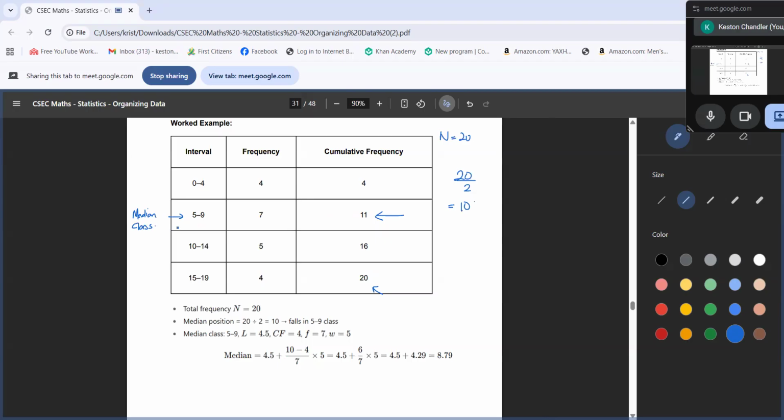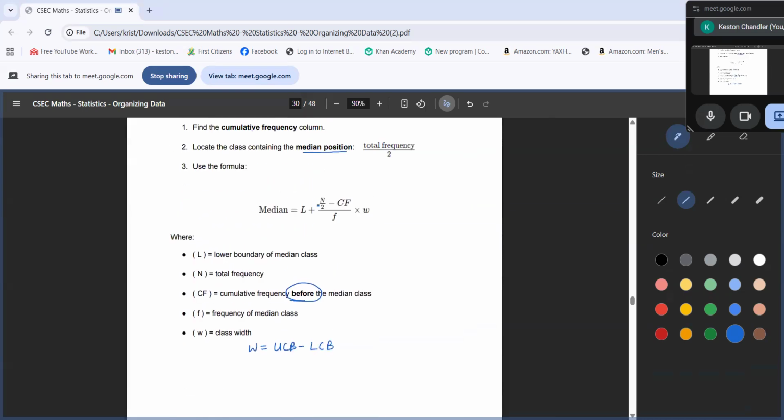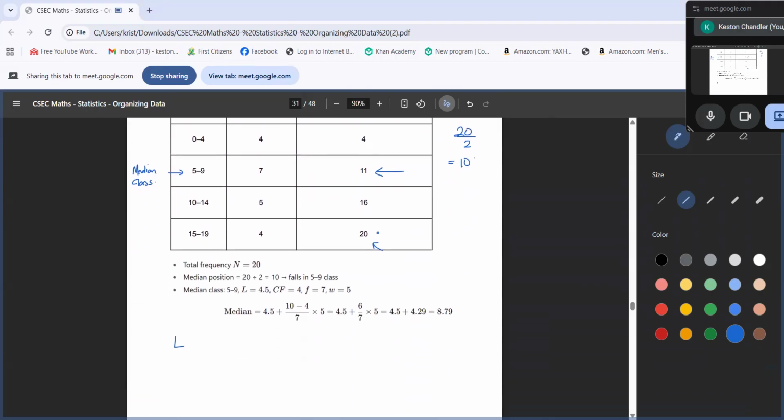This is important because then it's going to allow me to find the other things that I need. Now remember, the formula is L. Let's get back the formula up here. L plus N over 2 minus CF over F multiplied by W. A lot going on there, right? So you need to probably make a little mental note of that. So L plus N over 2 minus CF over F multiplied by W.